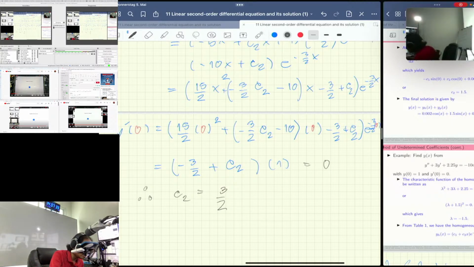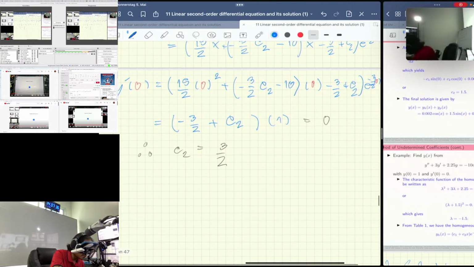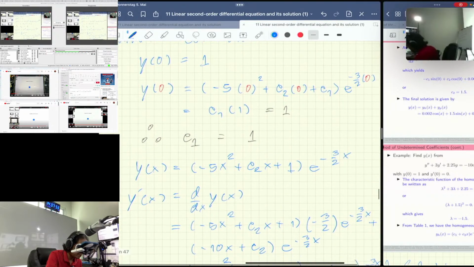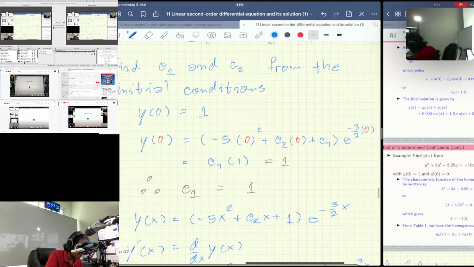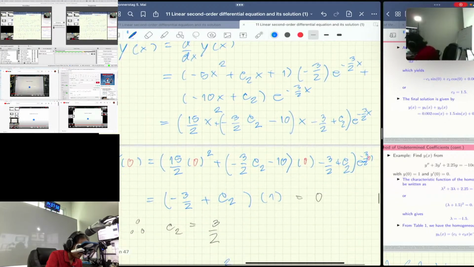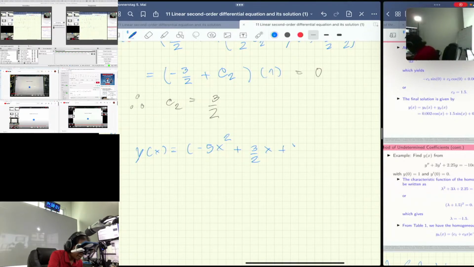So in conclusion, finally, the general solution y(x) will be negative 5x squared plus c2, which is plus 3 by 2 x, plus 1, times exponential negative 3 by 2 x. All right, and that's it.